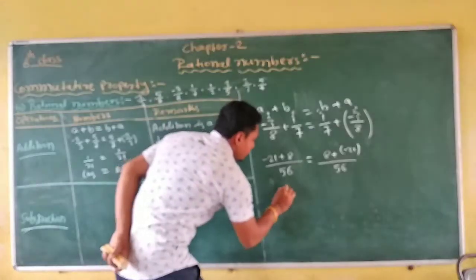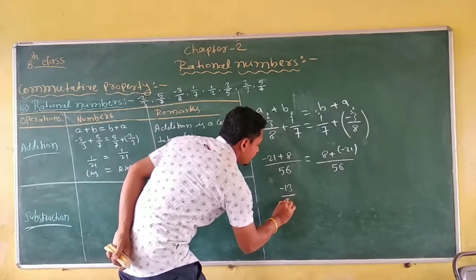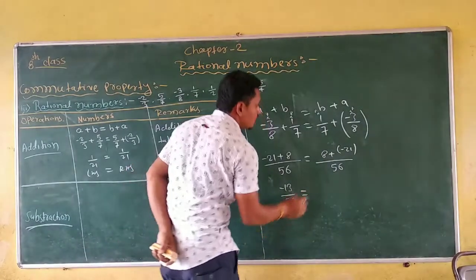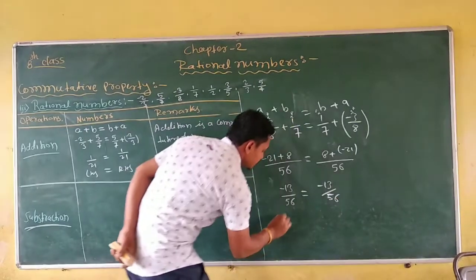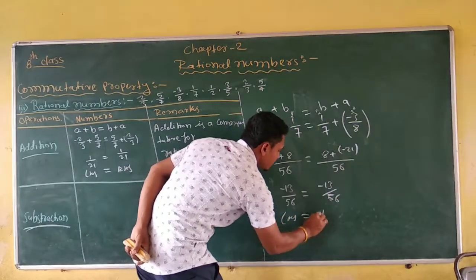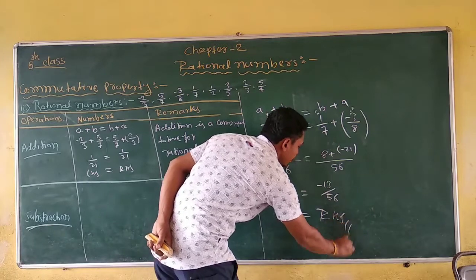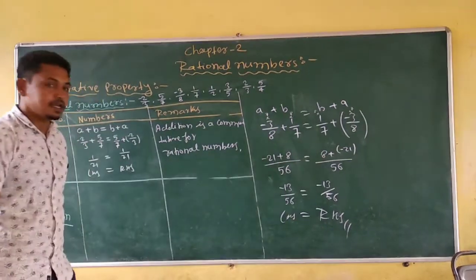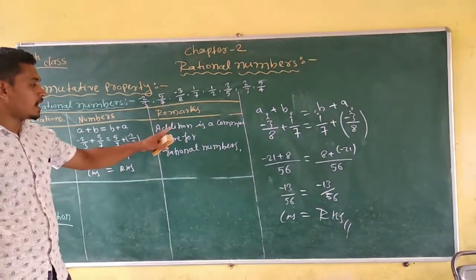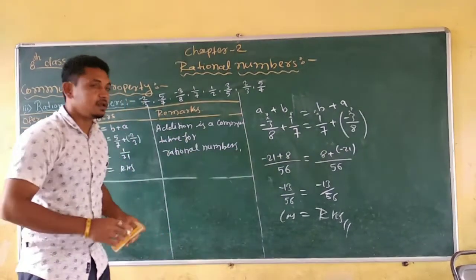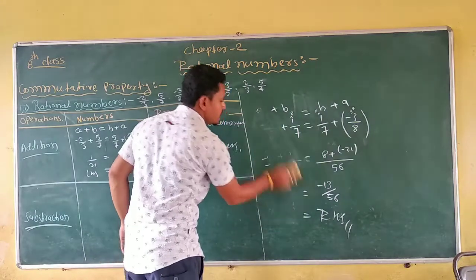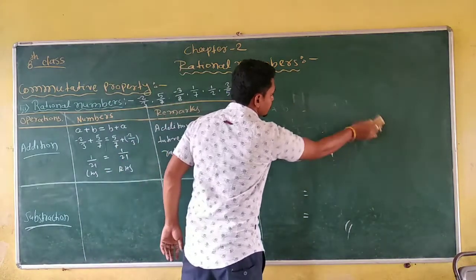Minus 13. Minus 13 divided by 56 is equal to, here also minus 13 divided by 56. So left hand side is equal to right hand side. Is it clear? So our remark is that addition is commutative for rational numbers.